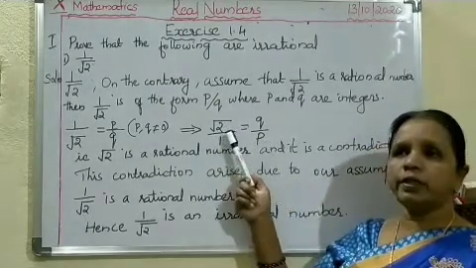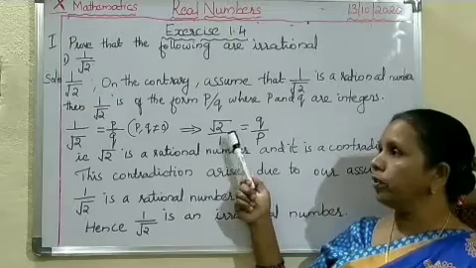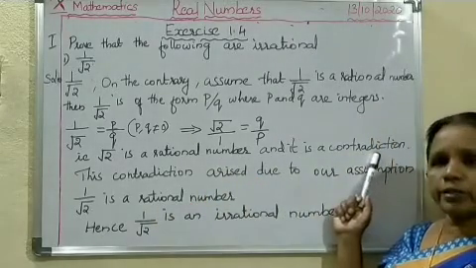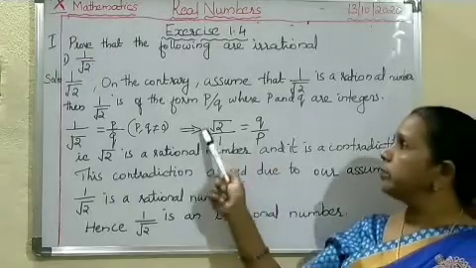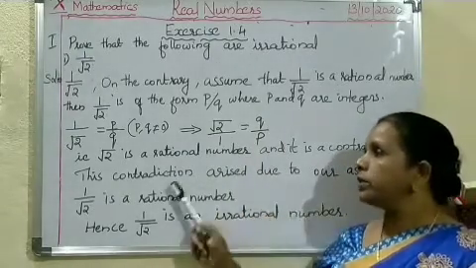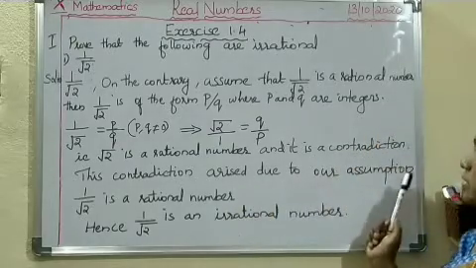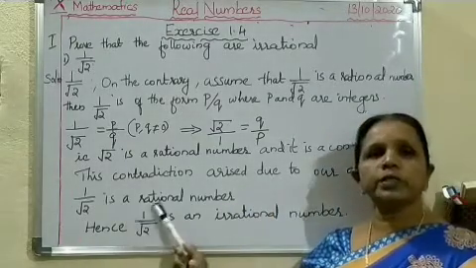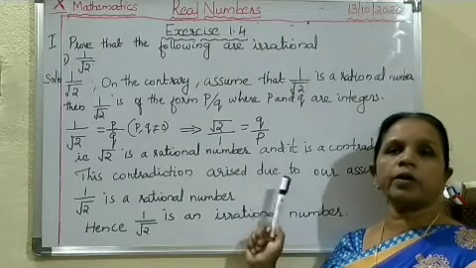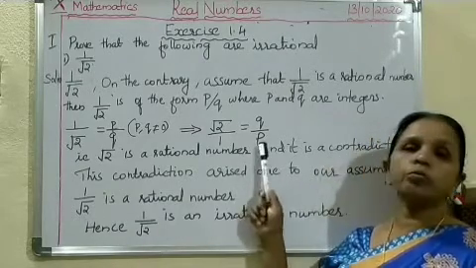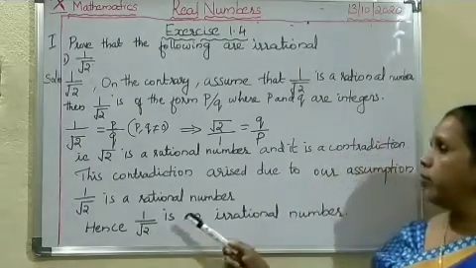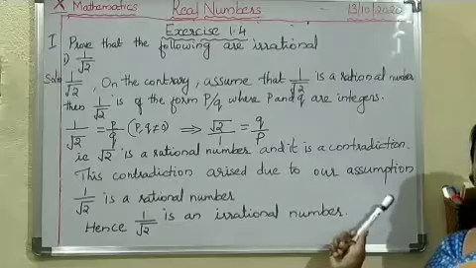Root 2 is an irrational number, as we already know. But this says root 2 is a rational number, and it is a contradiction. This contradiction arises due to our assumption that 1 by root 2 is a rational number. That is a contradiction because root 2 is an irrational number. Hence, 1 by root 2 is an irrational number.